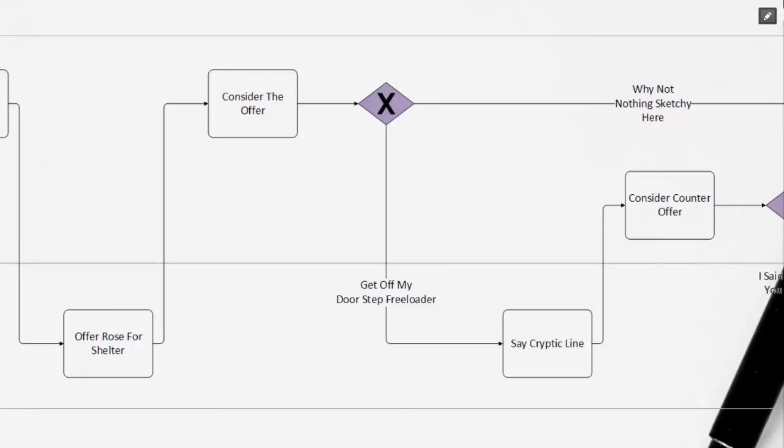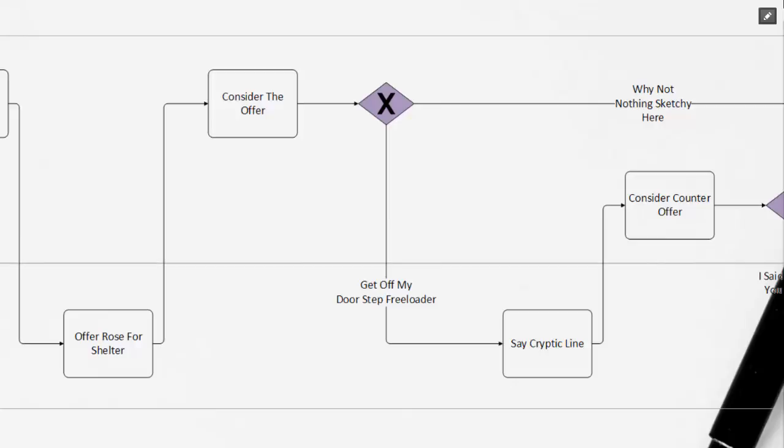However, let's take a look at the next shape, which is our exclusive gateway. This is the purple diamond with the X in the middle of it. At this time, as the prince is considering the offer, we're also going to take a look at a scenario that didn't take place in the movie, and that's following the path in the top. And the path reads, "Why not? Nothing sketchy here."